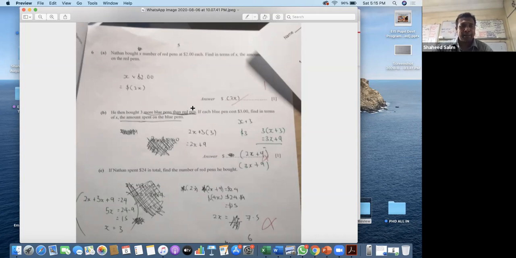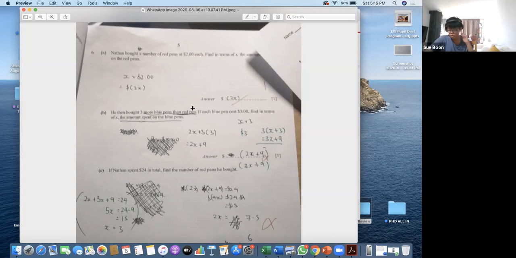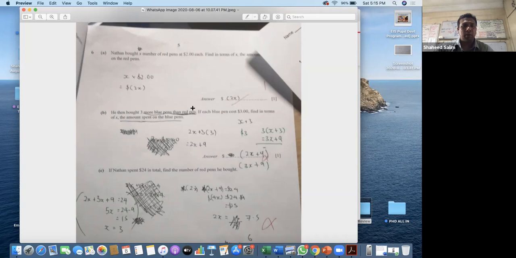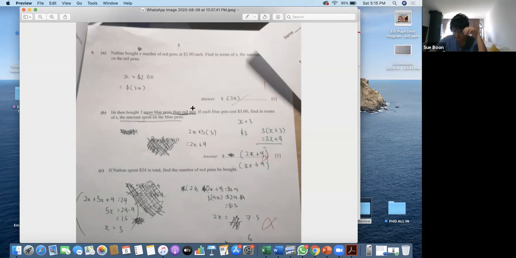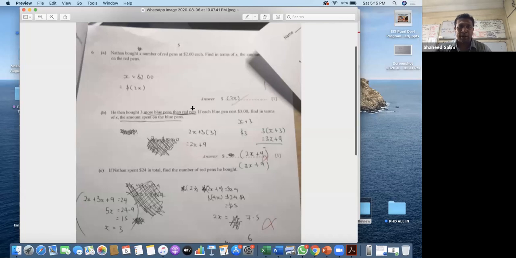Okay, so let us see. 6B, you're not sure, is it? Okay, 6C also, right? Okay, so we go through one by one. Nathan bought X number of red pens at $2 each. Find in terms of X the amount paid, the amount spent for the red pens. Yeah, okay, so 2 times X, 2X, okay, correct.